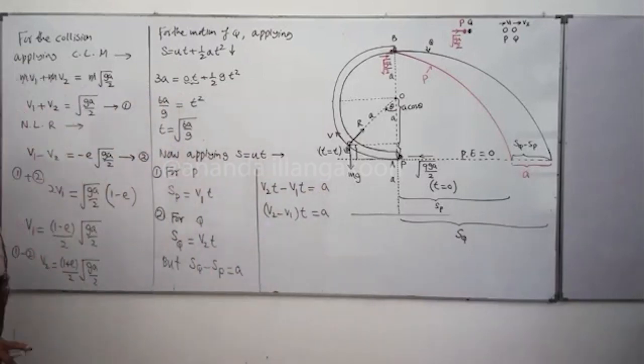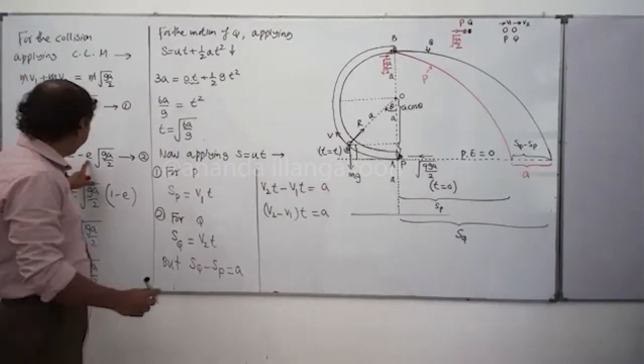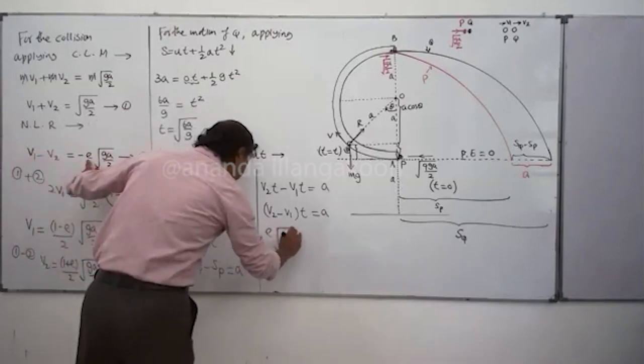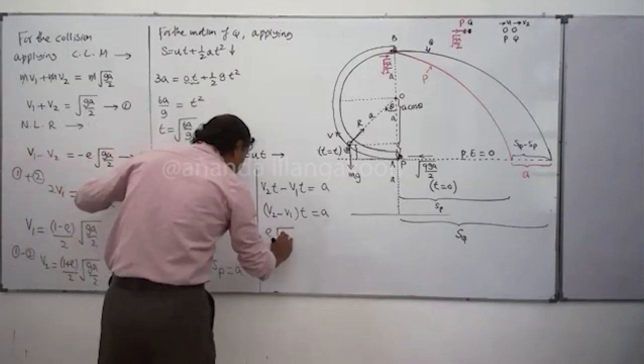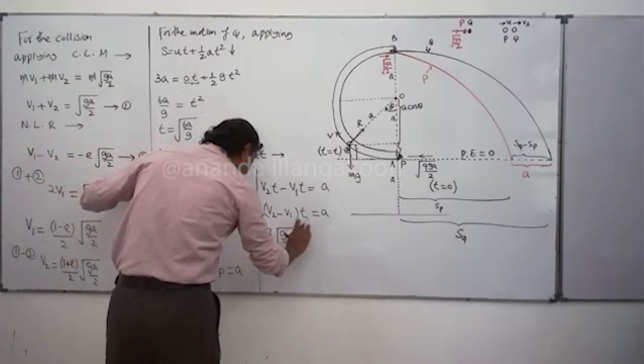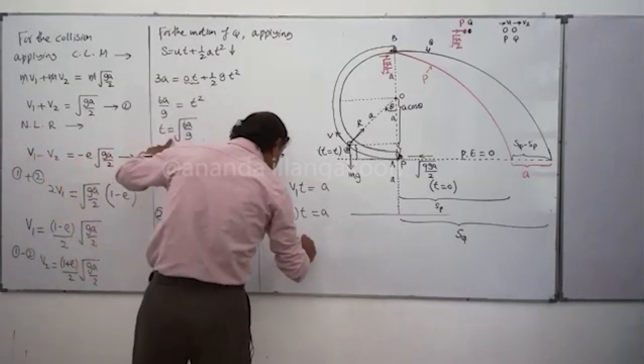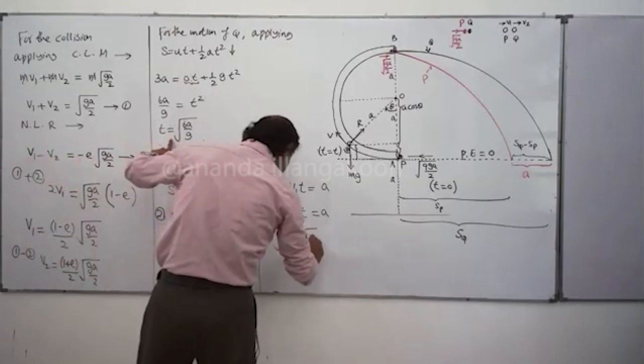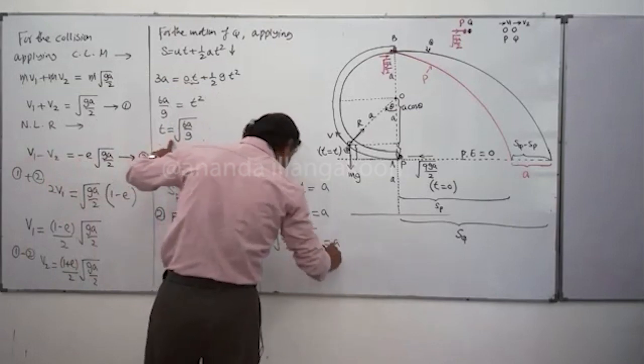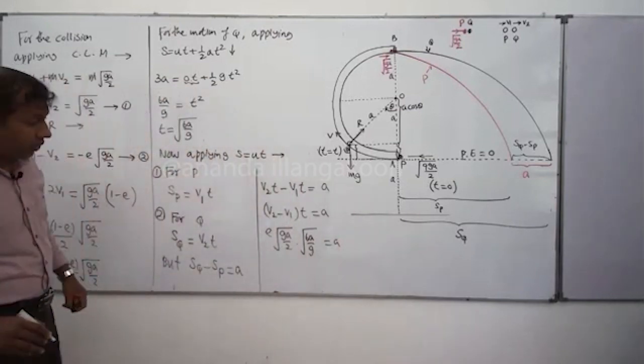v2 minus v1 we can calculate by the number 2 equation. When you interchange the order, we get to the left hand side v2 minus v1, right? Then we get a minus sign, or else when we multiply both of these sides by minus sign, left hand side v2 minus v1, right hand side this will be plus, no? e times square root of g by 2 times t. t is this, square root of 6a by g, is equal to a.